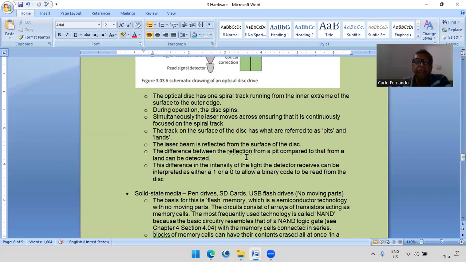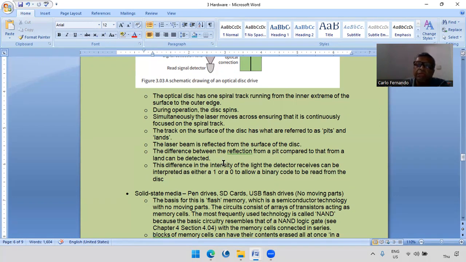The laser beam is reflected from the surface of the disk. The difference between the reflection from a pit compared to that from a land can be detected. That is how, whether it's 0 or 1, it's detected after the reflection. This difference in the intensity of the light the detector receives can be interpreted as either a 1 or a 0 to allow a binary code to be read from the disk.